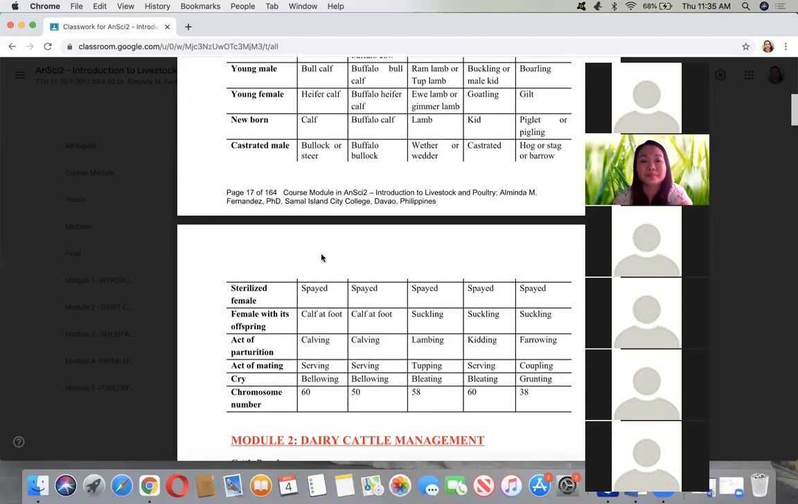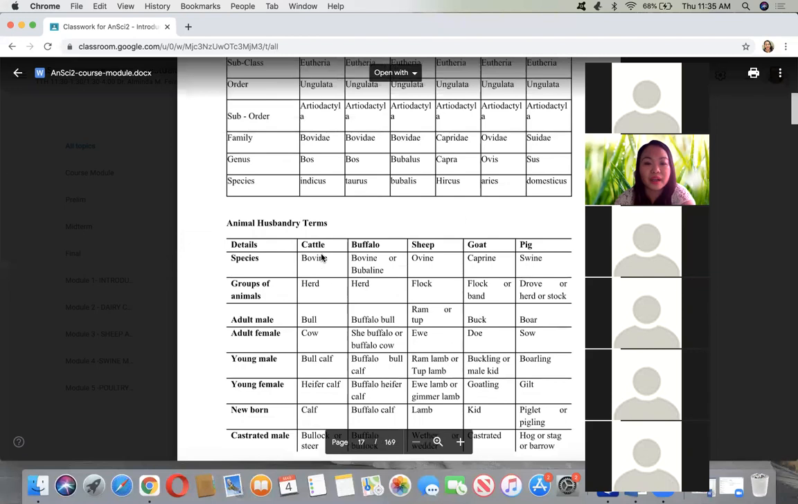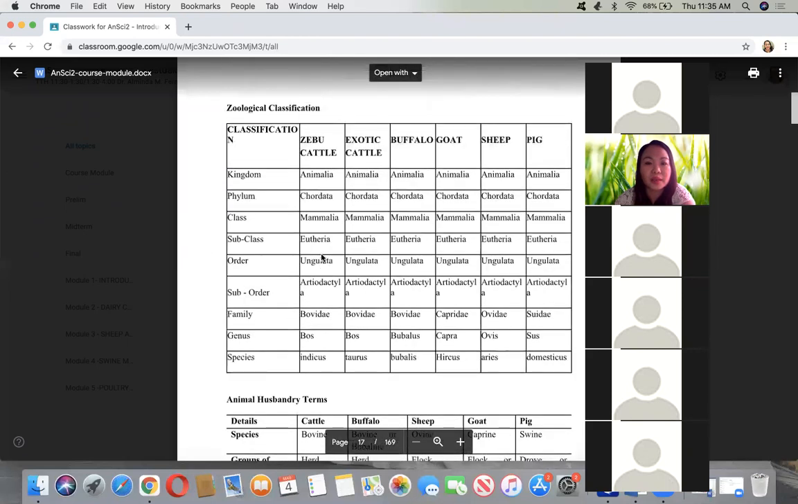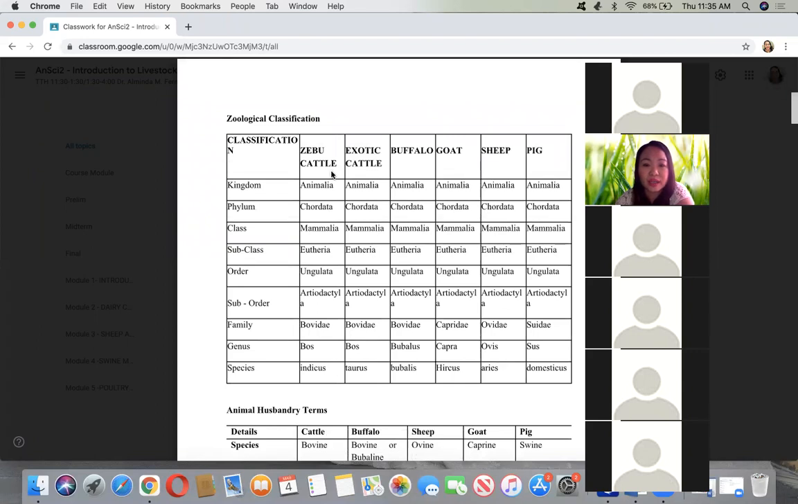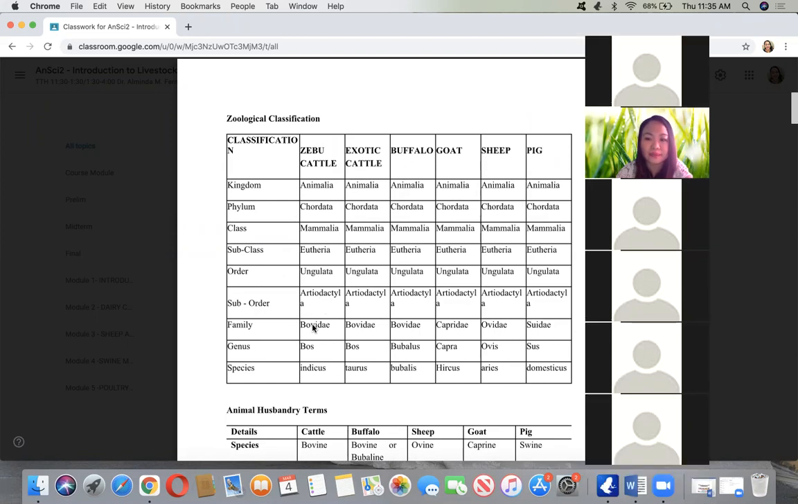Next week. So there is also the zoological classification of cattle, buffalo, goat, sheep, and pigs. They are all under kingdom Animalia, phylum Chordata, class Mammalia, subclass Eutheria, order Ungulata, and suborder Artiodactyla.